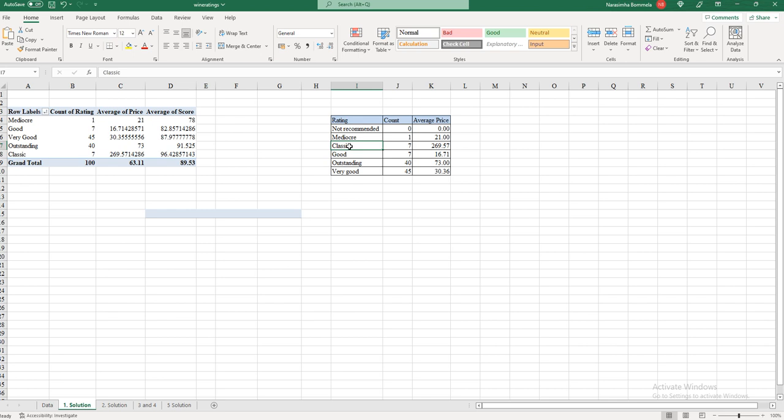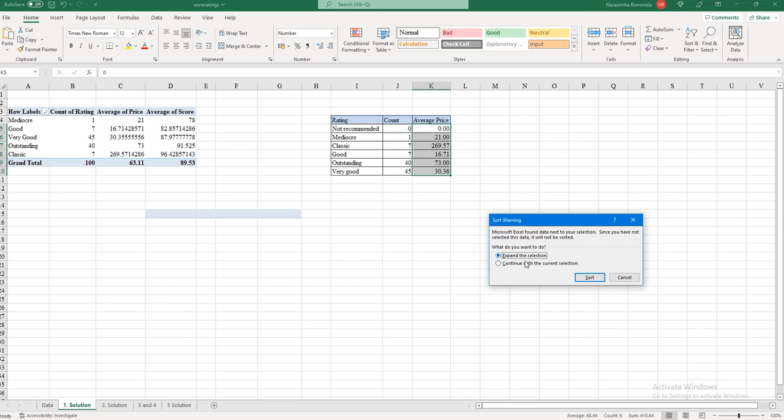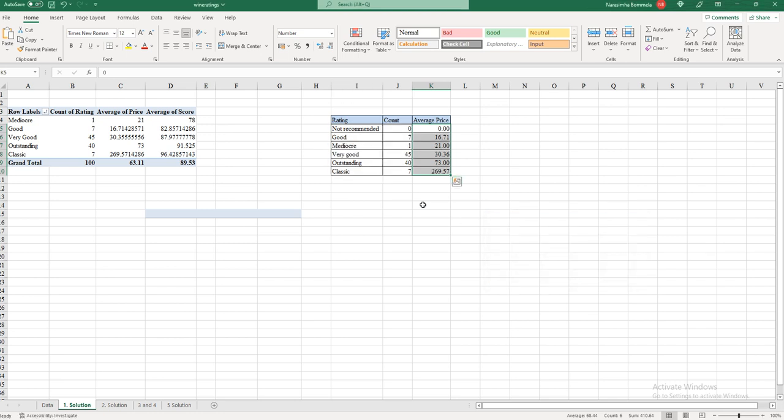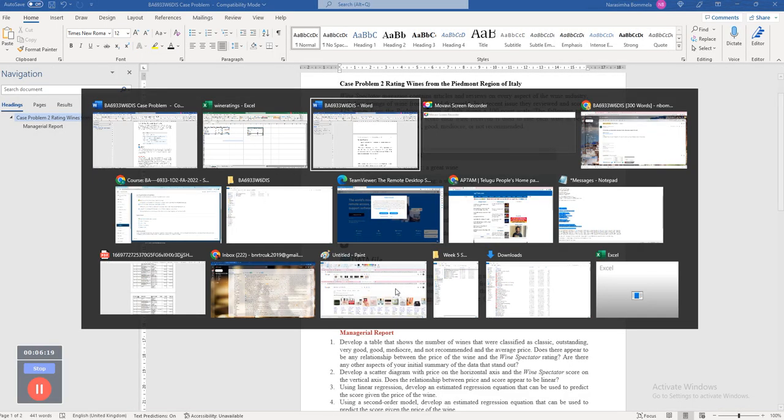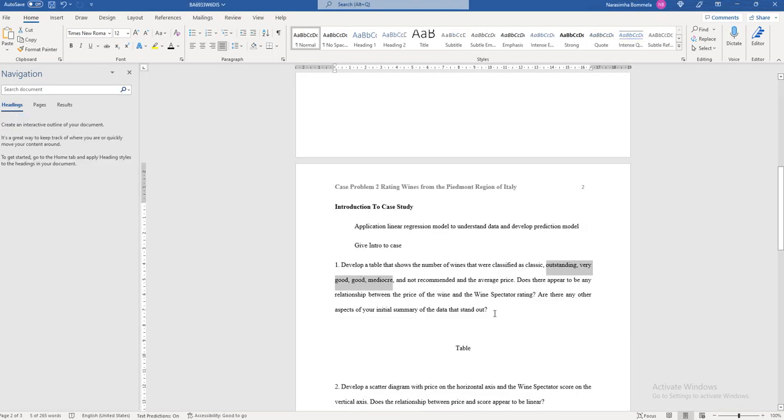Then again, you can sort it based on the average price also. Just select average, smallest to largest, select expand selection, and click sort. You can see that classic is the largest value. Based on this data, just copy this data onto the table. Don't forget to give a proper side heading related to the question.